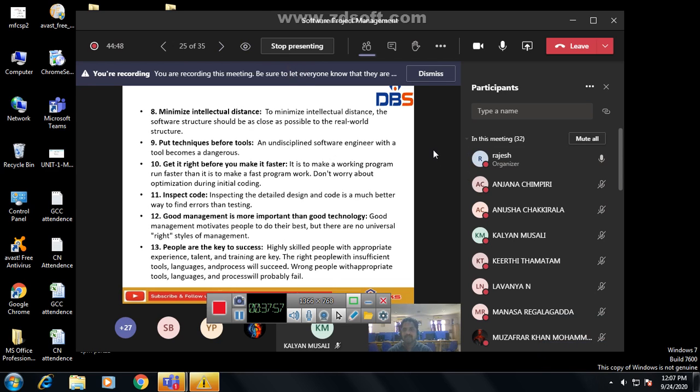Next, minimize the intellectual distance, put techniques before tools, get it right before you make it faster, inspect code. Good management is more important than good technology, and people are the key to success. So next one, minimize intellectual distance. To minimize the intellectual distance, the software structure should be as close as possible to the real world structure. And put techniques before tools.